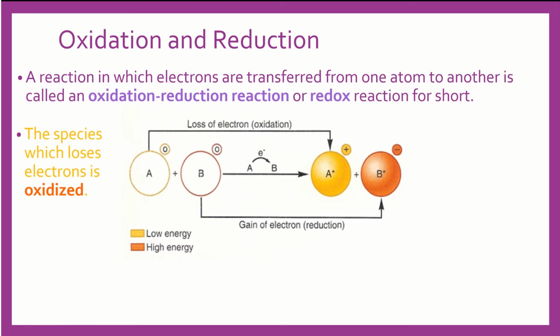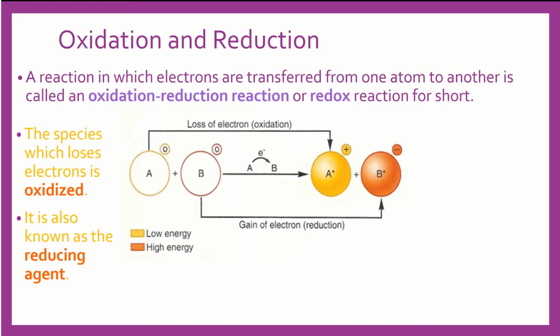Some terminology, make sure you guys are comfortable with this terminology. The species which loses an electron, in this case A, again A went from 0 to positive, that species is what we call oxidized. Now it's also known as the reducing agent because it does the reducing. In this case, B goes from 0 to -1. B gained an electron, and the species which gains an electron is known as the reduced species. We can say B was reduced.